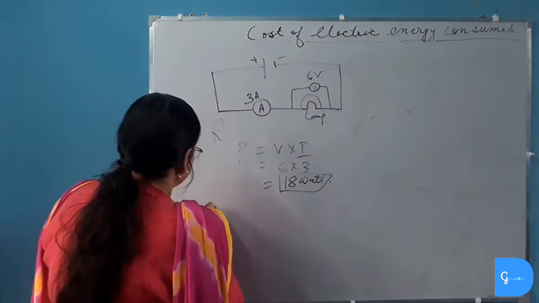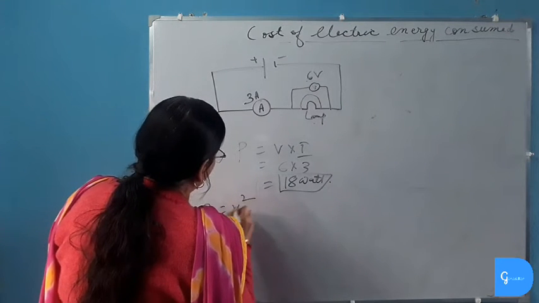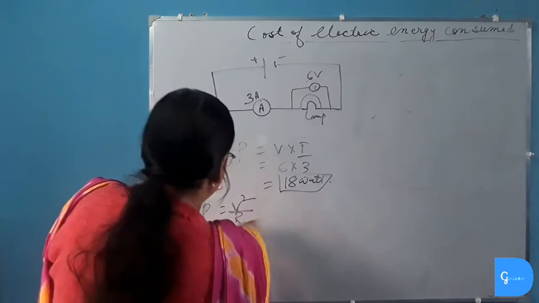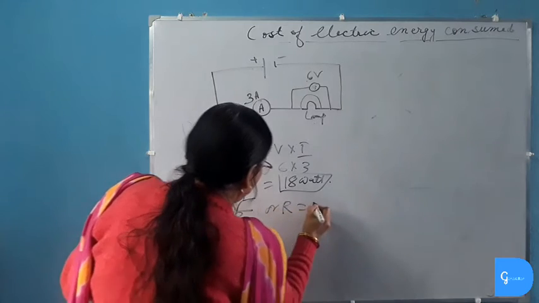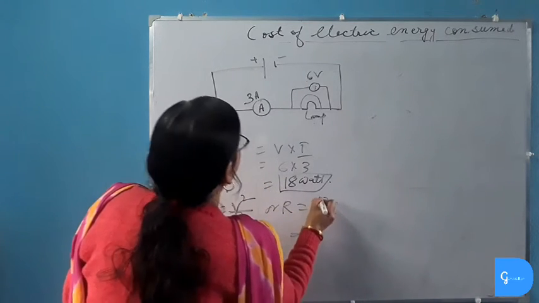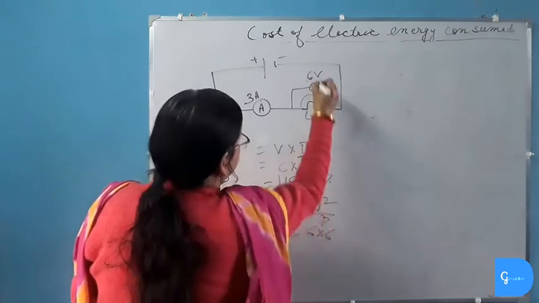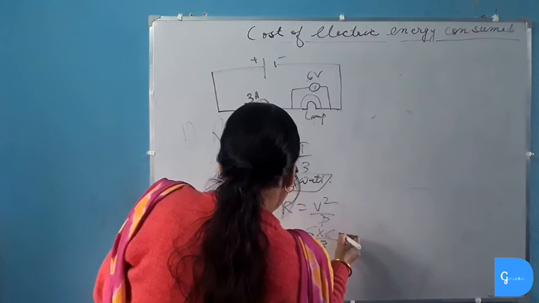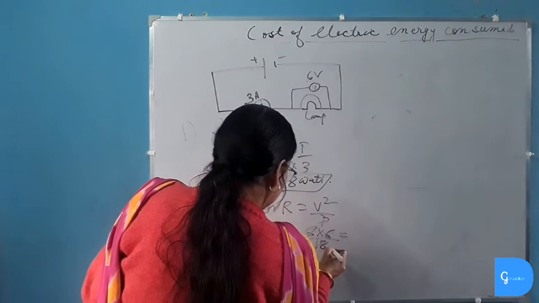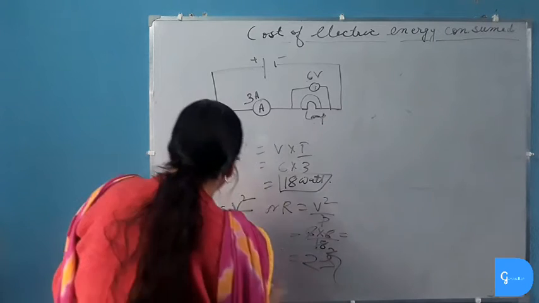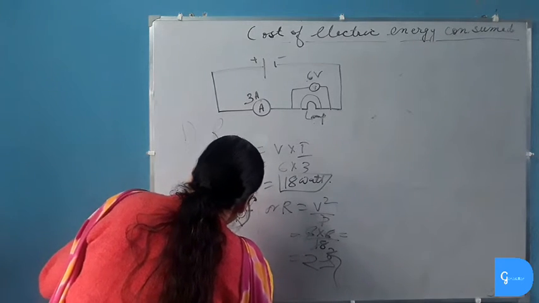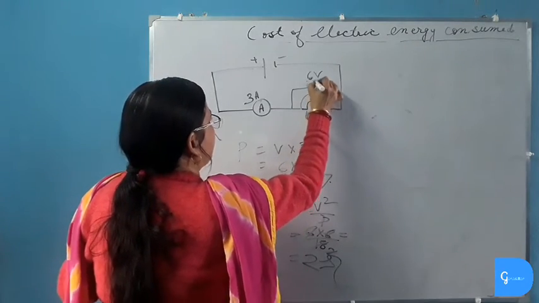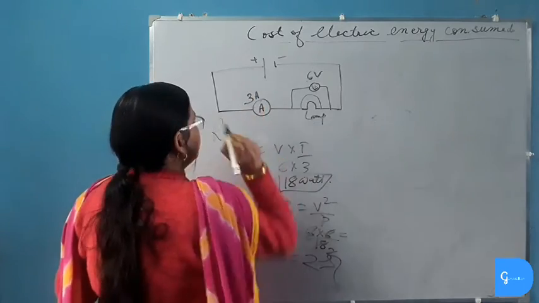Now we have to find the resistance. We know P is equal to V squared by R. So power is 18 watt, and R is equal to V squared by P. We will put 6 into 6 because voltage is 6 and power is equal to 18 watt. Thus R is equal to 2 ohm. So the resistance of this lamp will be 2 ohm when it is applied on 6 volt and it draws a current of 3 ampere.